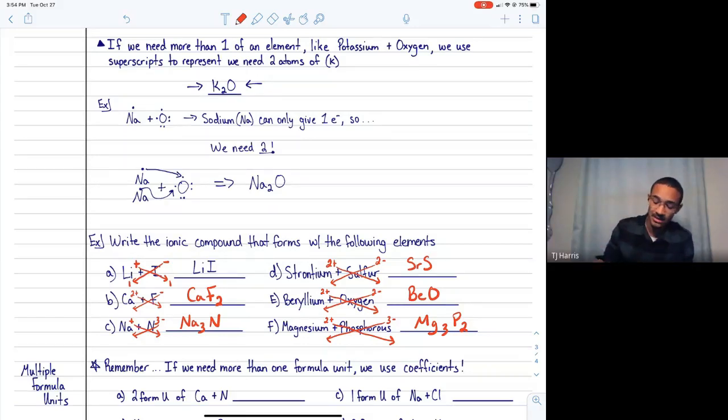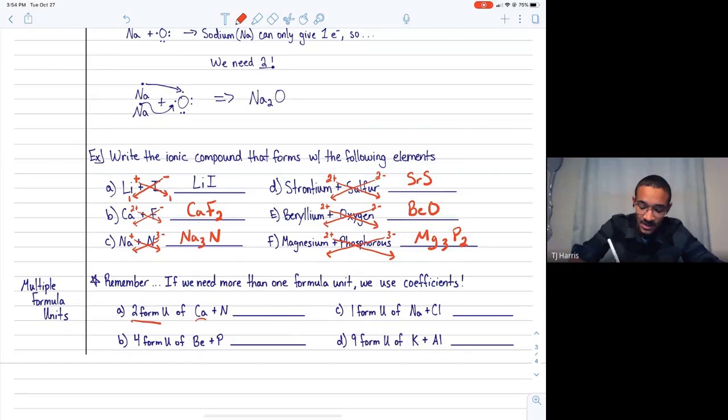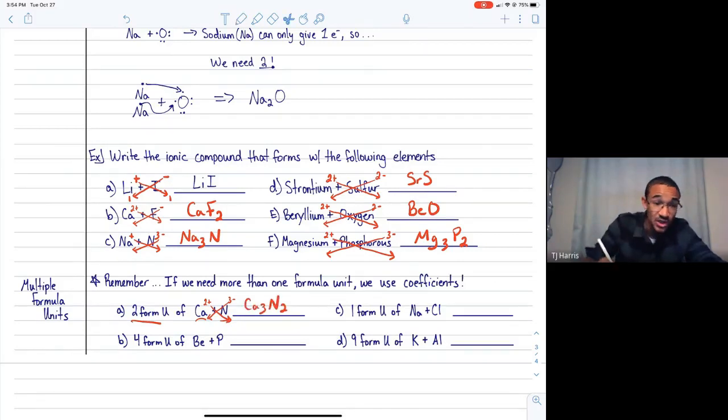All right, some more practice. This is just giving us practice with formula units. So it says we want 2 formula units when calcium bonds with nitrogen. So first, 2 plus, 3 minus. Tells me I need Ca3N2. But it wants 2 formula units of them. I don't go and change my subscripts or multiply, any of that. I want 2 of those. 2 Ca3N2s.